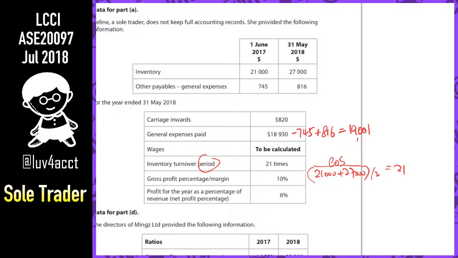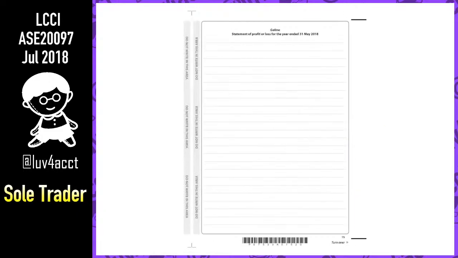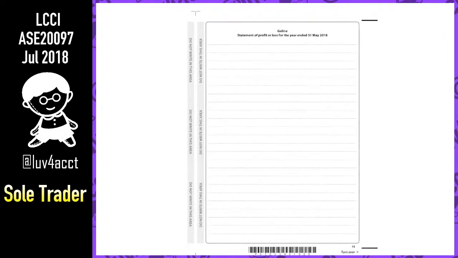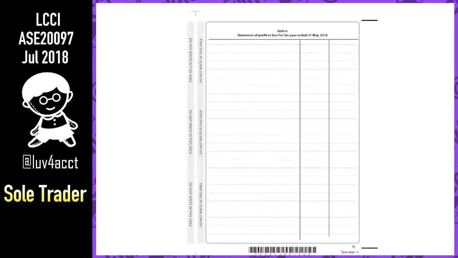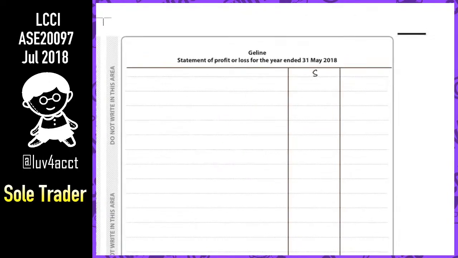Okay, anyway, so 21,000, 27,000 divided by 2, we have 24,000 as the average times 21. We have cost of sales being 504,000. Okay, so let us create these things first. Okay, again, I like this kind of question, putting in puzzle pieces.